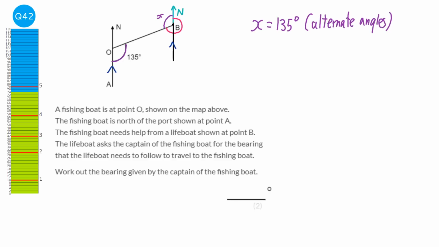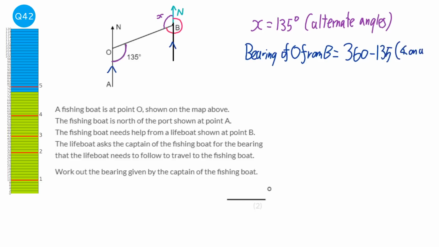Okay, and so to find out what the bearing of O from B is, it's just going to be 360 take away 135, and the reason for that is angles on a point. We've run out of space. Okay, so we're going to do 360 take away 135, which is 225, and so our answer is 225.